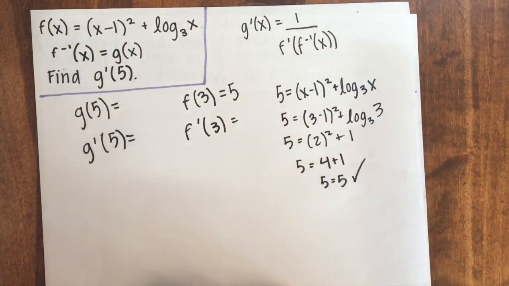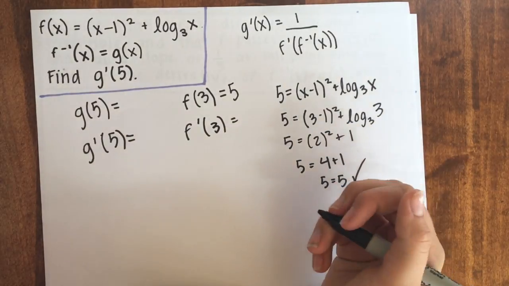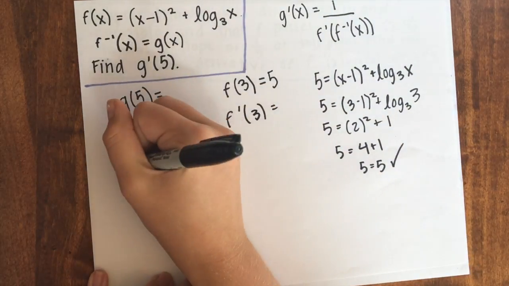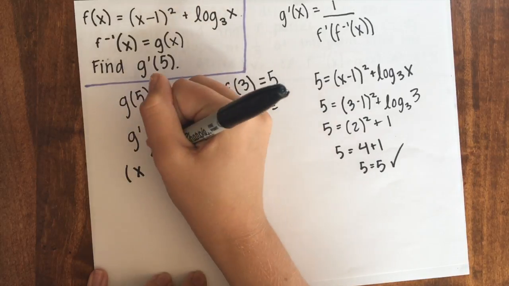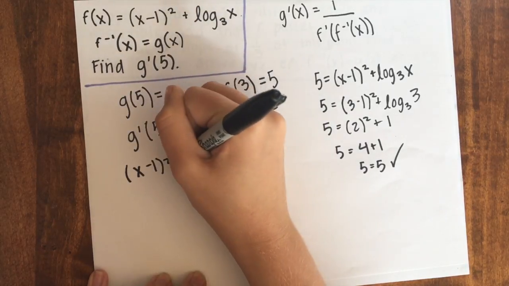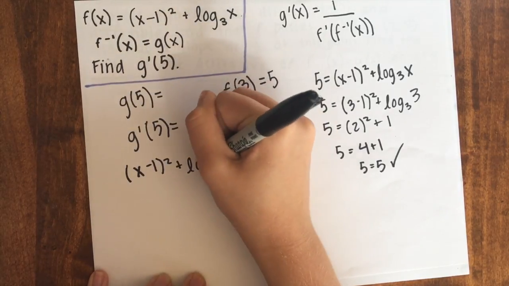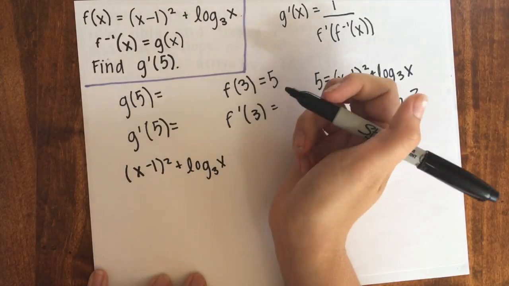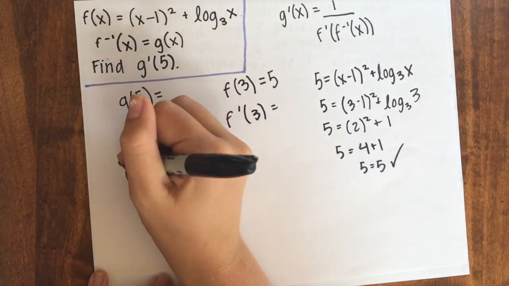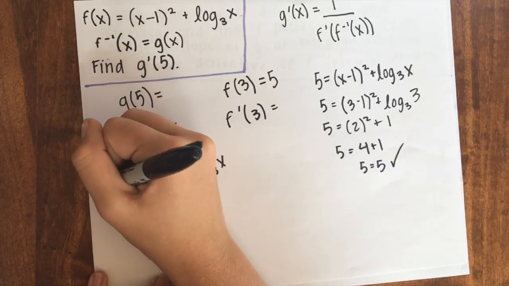And in order to do that, we need to find the derivative of f of x. So I'm just going to rewrite f of x so it's a little bit clearer. It's x minus 1 squared plus log 3 of x. And now I'm going to differentiate with respect to x.